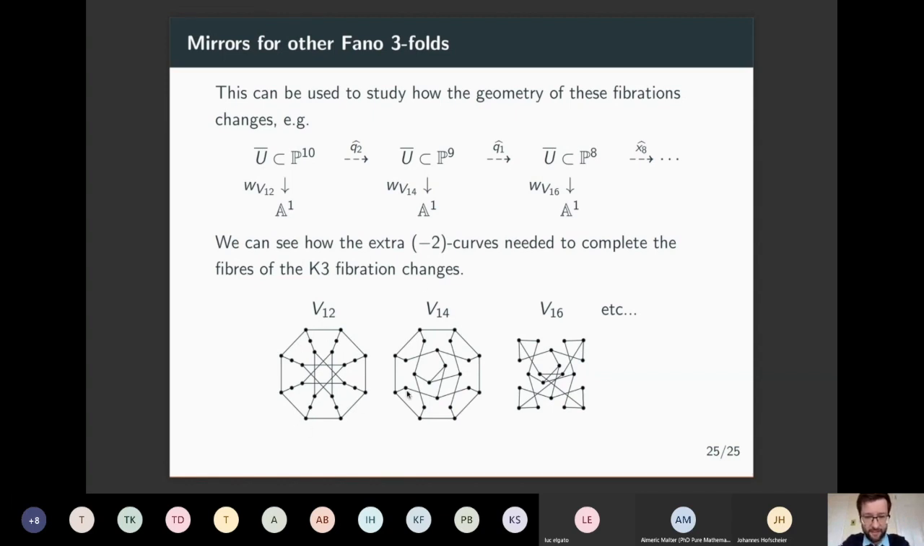On the left, there was the one for V12, and then it becomes slightly more complicated the further down you go. But I haven't really pushed this. I haven't really thought about this too much, but it seems like a lot of fun.